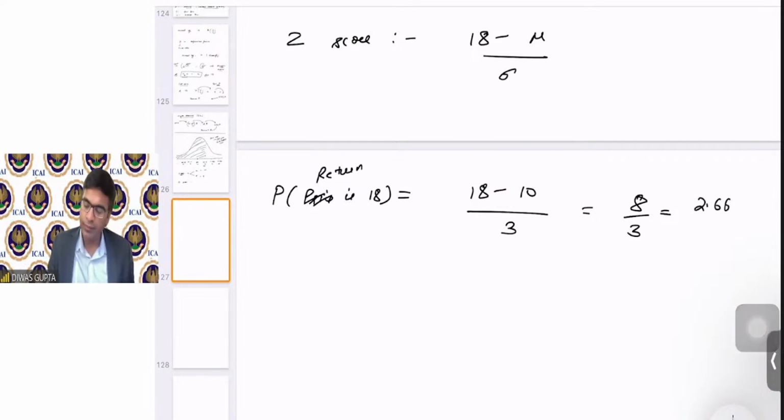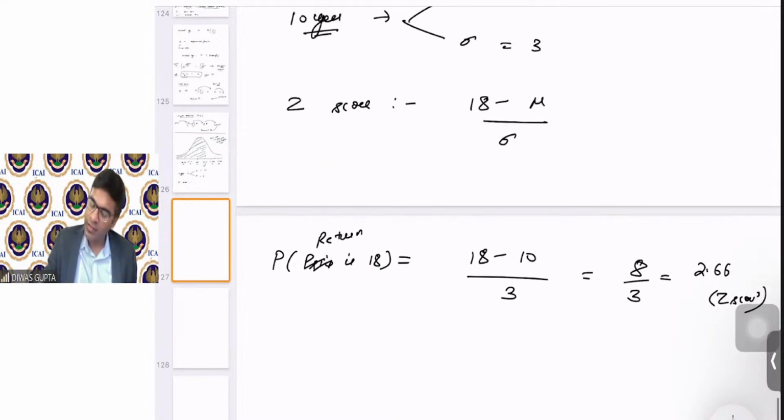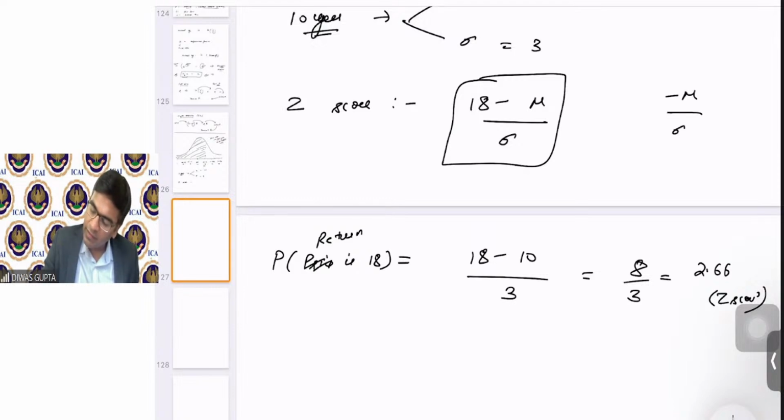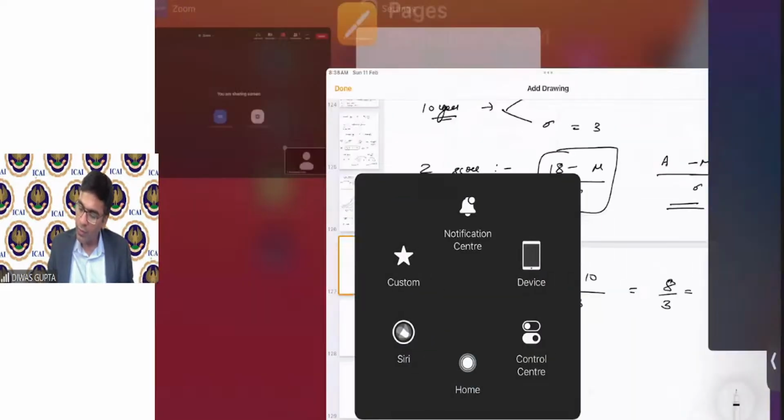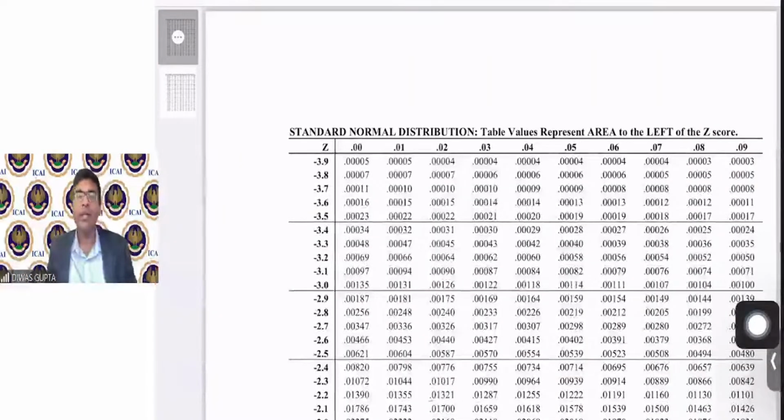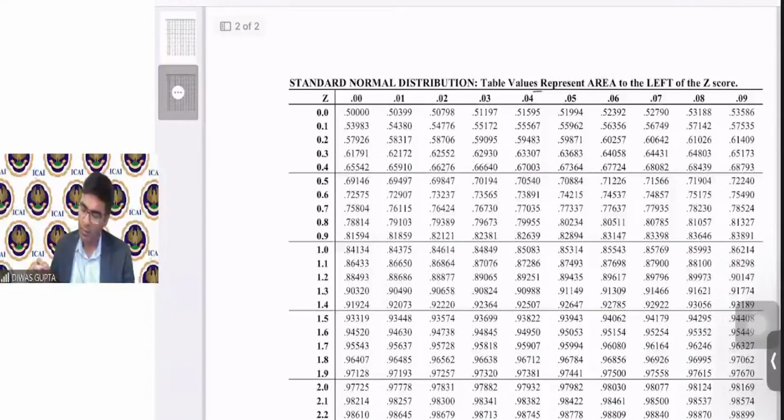So the Z score comes as 2.66. Students, we have to remember this formula: observation minus mean divided by standard deviation. Let's say the observation is A; whatever we have, we will do this operation. Now this Z score, we will look into the standard normal distribution table. You can find it on the internet and download it. And again, I'm saying, in the examination it will be given to you properly.